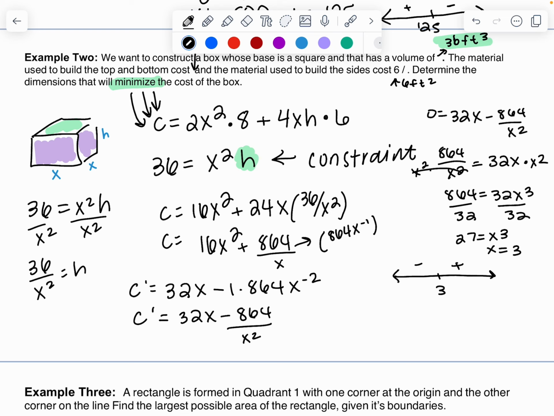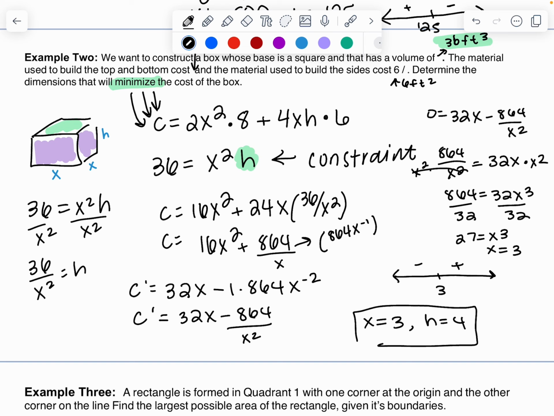And so the x value that will minimize the cost of our box is 3, but it asks for the dimension. So I also need to figure out what the height is. And I'm just going to go back to this equation right here to figure that out. I know that x equals 3. 36 divided by 9 is 4. And so the height would be 4. And that would be your answer right there.